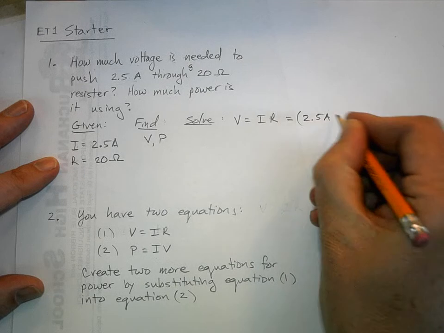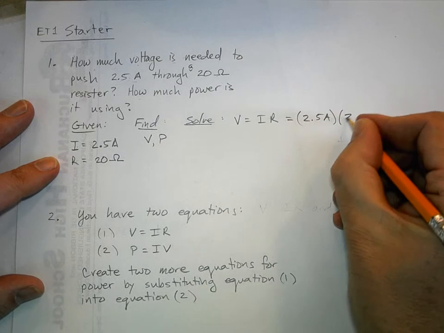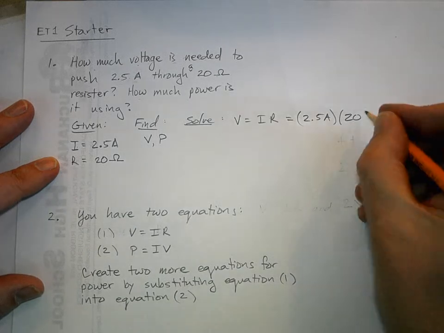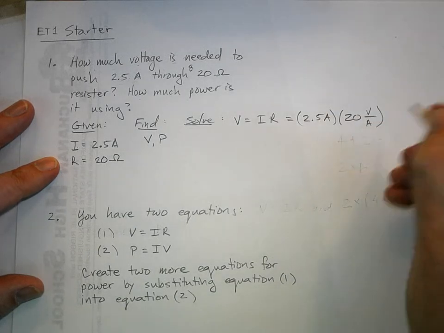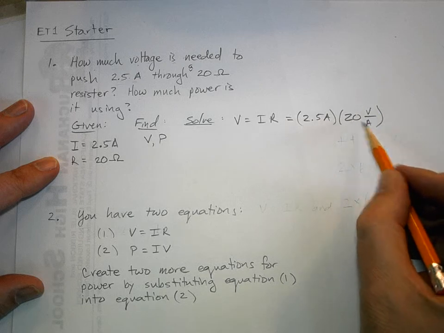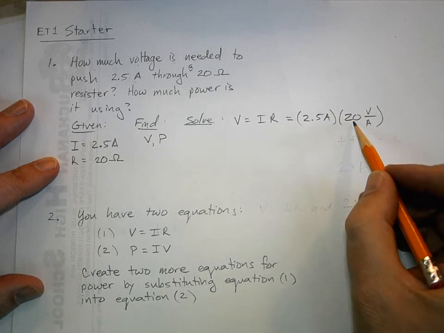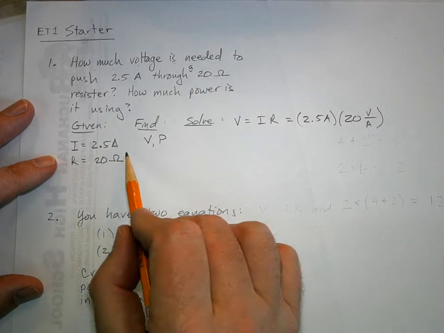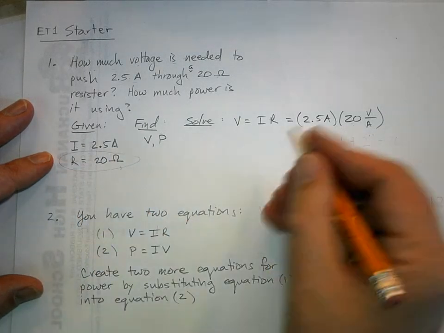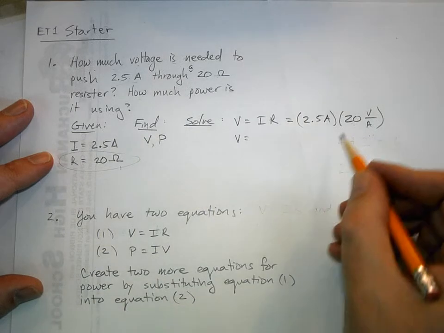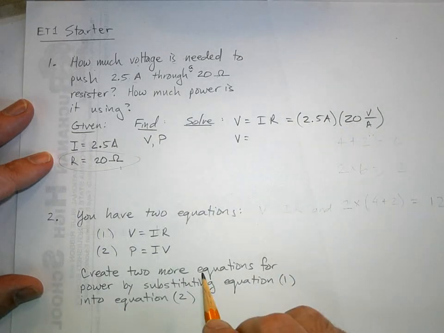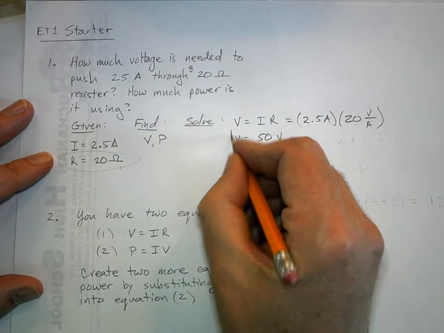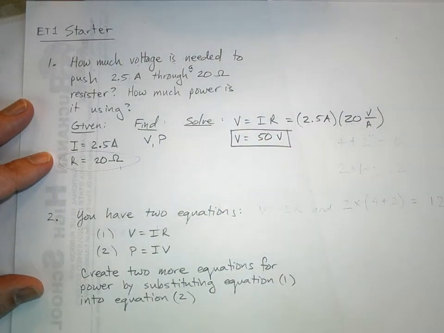2.5 amps times 20 ohms. Now I like to remember that an ohm, by definition, is a volt per amp. That is, how many volts you need to get an amp of current to flow through it. I need 20 volts to get 1 amp to flow through that device, whatever it is. That's what 20 ohms means. So now I plug in: 2 times 2.5 is 5, and then add a 0, so it should be 50 volts. You'll need 50 volts to get that.